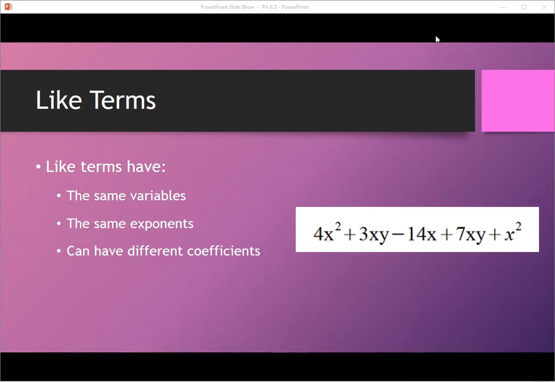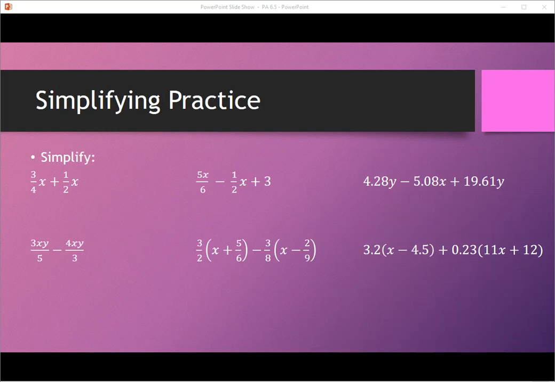Let's try some more. Okay, we're going to go through and simplify each of these, taking careful time to look for things that are in common. On the first one, I have 3/4 x plus 1/2 x. Both of these have the same variable with the same exponent. When I go to combine those like terms, I simply add their coefficients. So 3/4 plus 1/2.